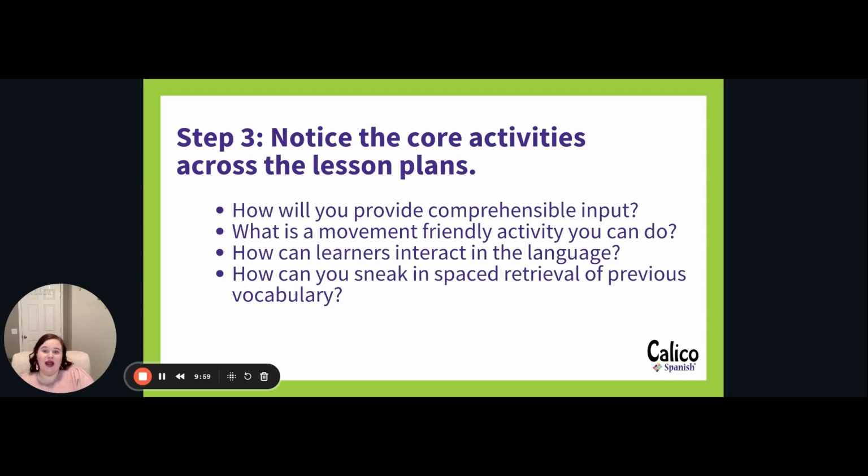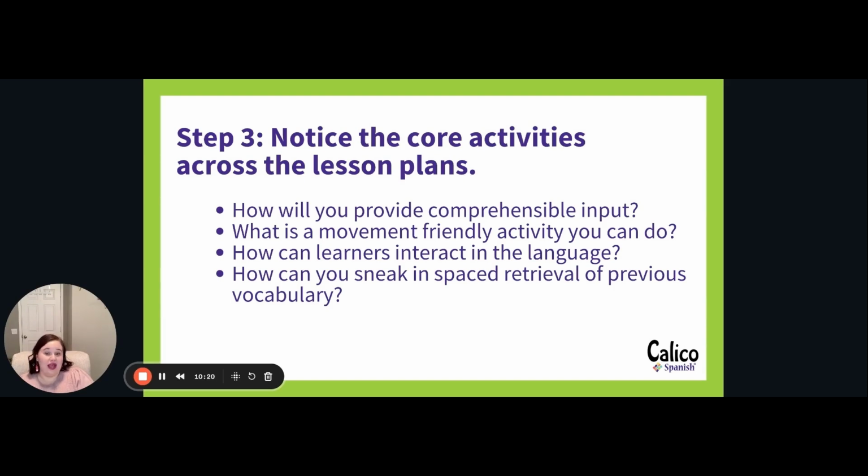Then you need to consider what are some ways that you can get movement into your lessons. We know that those little ones have all of the wiggles and they need to get them out. And so think about, what lessons and what activities in our lesson plans will provide those opportunities. And we do our best to try to include them in every single lesson.